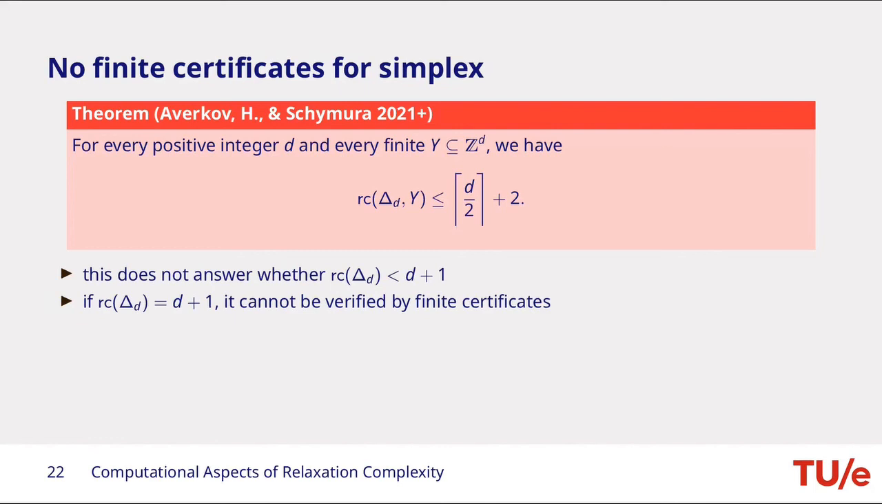This, of course, is not an answer to the question of Keibel and Weltke whether d+1 is the right number, but at least this result shows us that if we want to come up with a proof that it is d+1, then it cannot be based on finite sets Y that we want to separate from the simplex. The reason has to be that there exist infinitely many points at an infinite distance of the simplex, so to say, that we need to characterize to find the correct value of the relaxation complexity if it is bigger than this number.